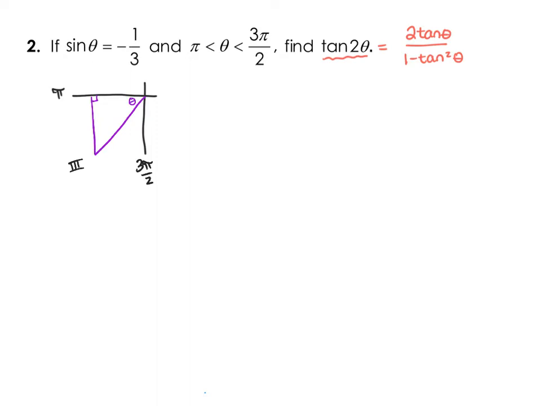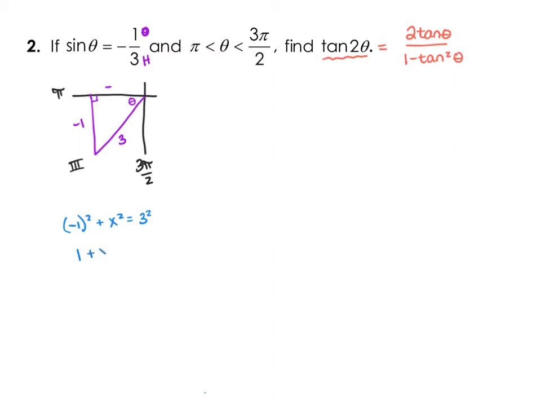Sine is -1/3, so that's opposite over hypotenuse. So the opposite is -1, hypotenuse is 3. We also know that our cosine, our x value, is going to be negative as well because we're in quadrant 3. Tangent will be positive. So again, we're going to do Pythagoras, and we will say that -1 squared plus x squared equals 3 squared.